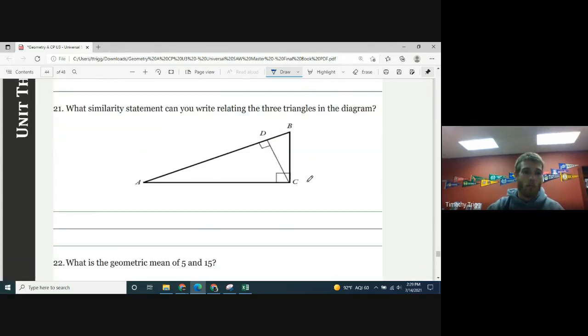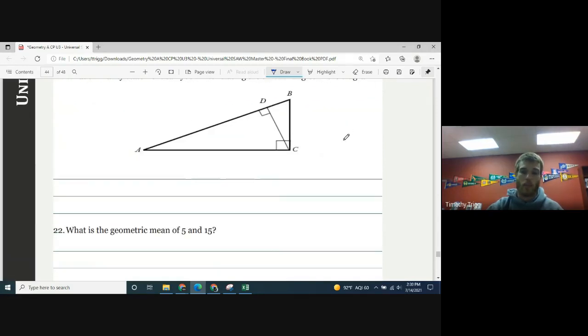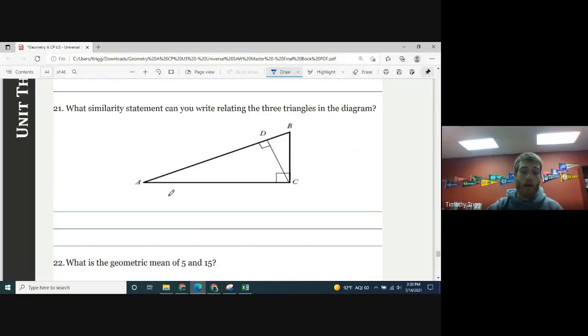Number 21, what similarity statement can you write relating the three triangles in the diagram? So in this picture, we have three triangles. We have the largest triangle, triangle ABC. Maybe I'll draw it to the side here, ABC, with C being a right angle.